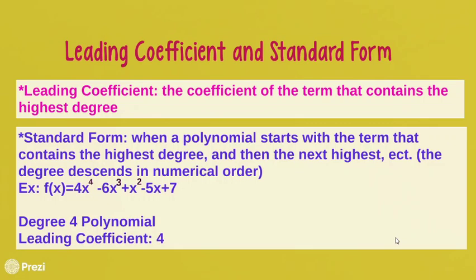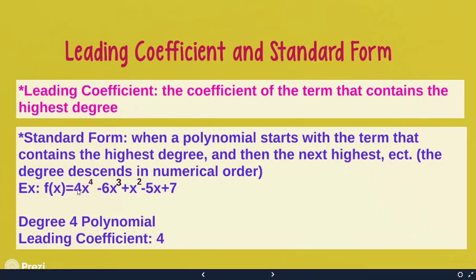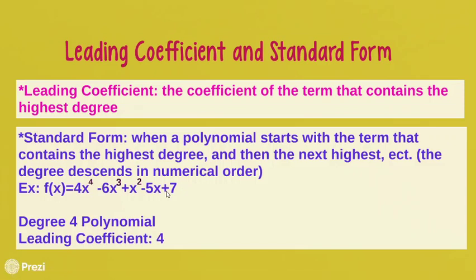So standard form of a polynomial is when a polynomial starts with the term that contains the highest degree, and then the next highest degree, and then the next highest degree, and you basically start with the highest exponent and go all the way down until you get to the lowest exponent. So the degree descends in numerical order. If you see here, this polynomial starts with the highest exponent, and the next term contains the next highest exponent, and you keep going down until your lowest exponent.